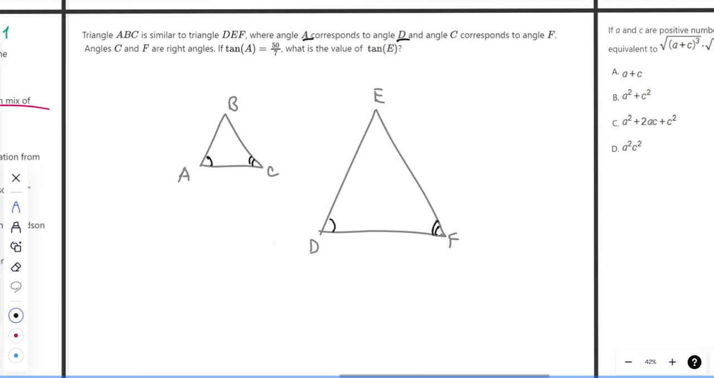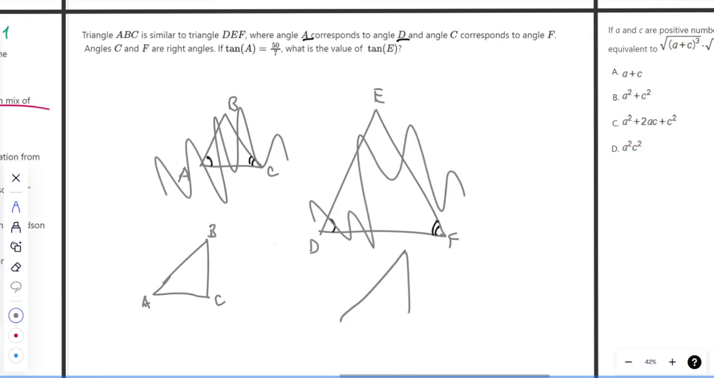Then C and F are right angles. Okay, maybe I drew this a little bit too quick. Let me revise this. If C and F are right angles, it's actually going to look more like this. Let me erase that. Then we'll mark those as right angles. I'll have D, E, F.